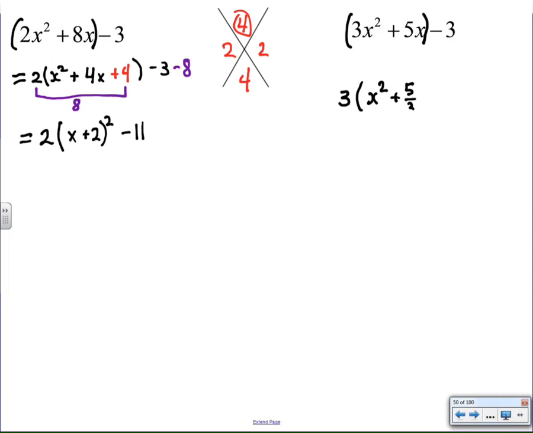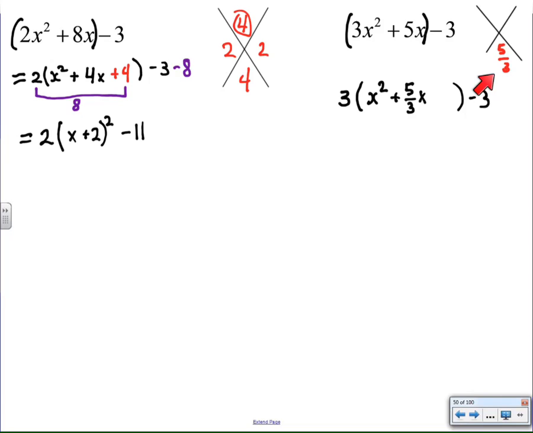So in the second example, what makes this one interesting is factoring a 3 out of the first two terms is challenging because 5 is not a multiple of 3. That doesn't change the fact that all we have to do is divide both terms by 3, and then leave the 3 out front. We can see if we distribute the 3, we would get 3x squared plus 5x, which is where we started. So now, with the 5/3 as our target, we create our X-box.